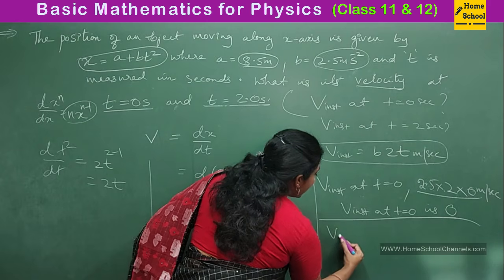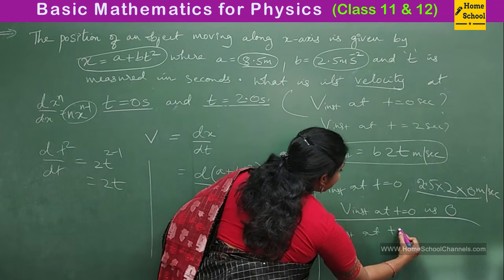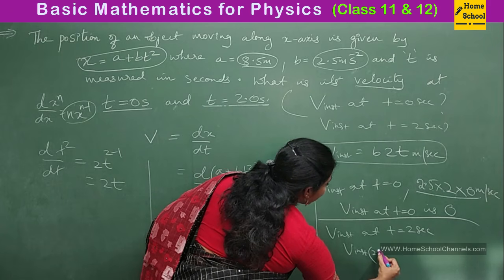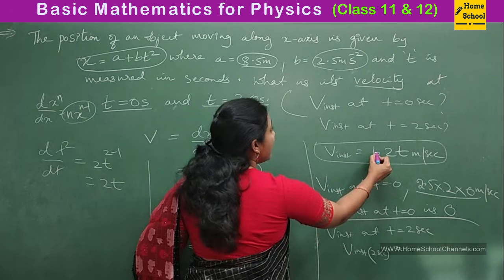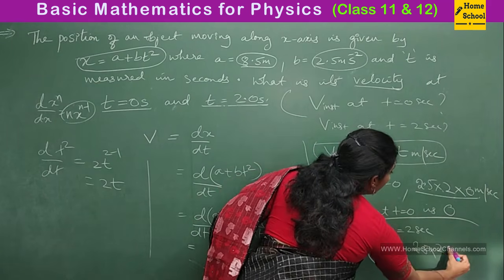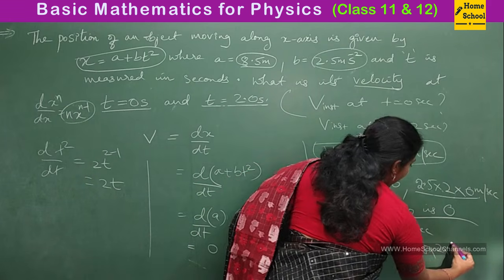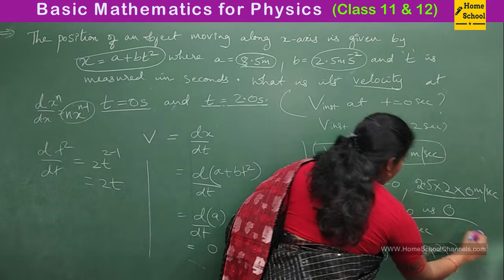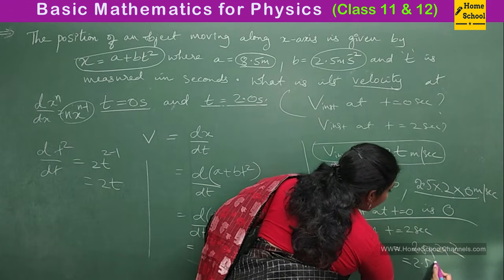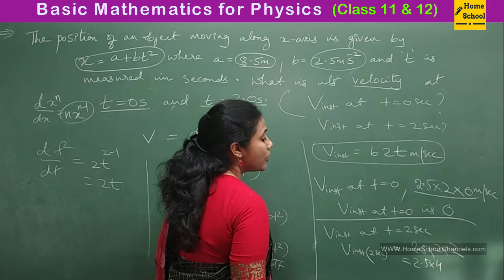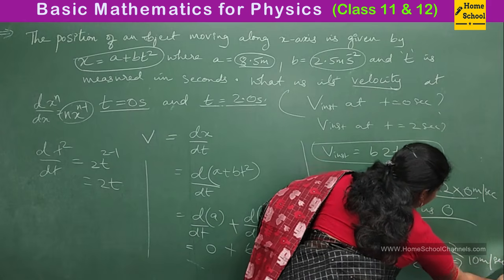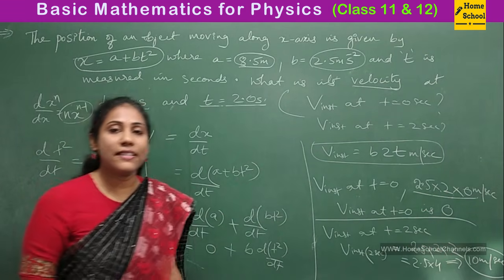Like that, let's find the instantaneous velocity at t is equal to 2 seconds. Instantaneous velocity at 2 seconds is equal to b, and the b value is 2.5, into 2 into time, which is 2 seconds. So how much do you get? 2.5 into 4, right? 2.5 into 4 is 10 meter per second. So 10 meter per second is your answer, right?